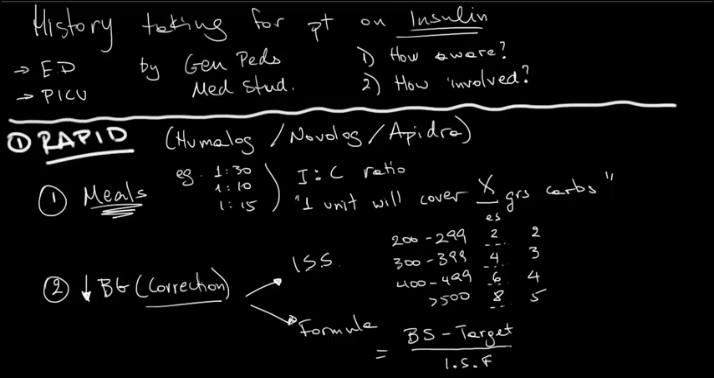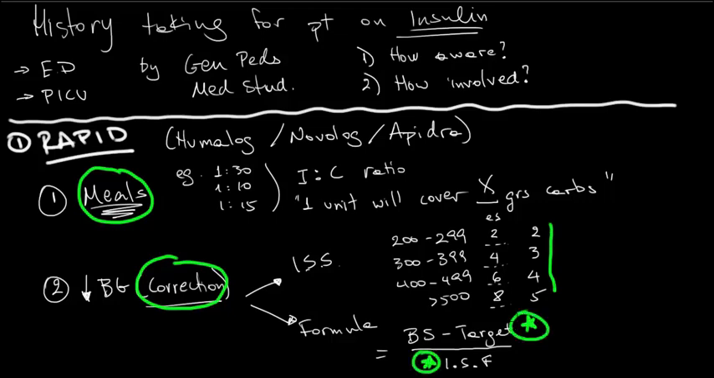So remember, for rapid acting insulins, two things to know: meal and correction amount. The correction can be quoted either as a sliding scale or as a formula where they have to remember two numbers, the target and the sensitivity factor. Even if they don't know that that's what they're quoting, they know the formula.